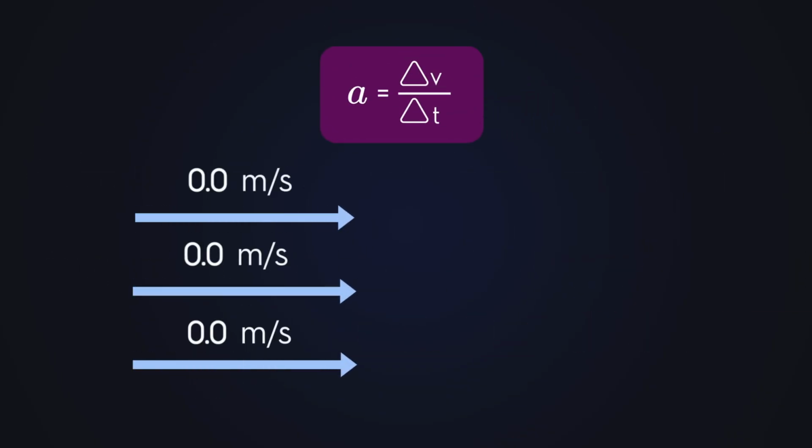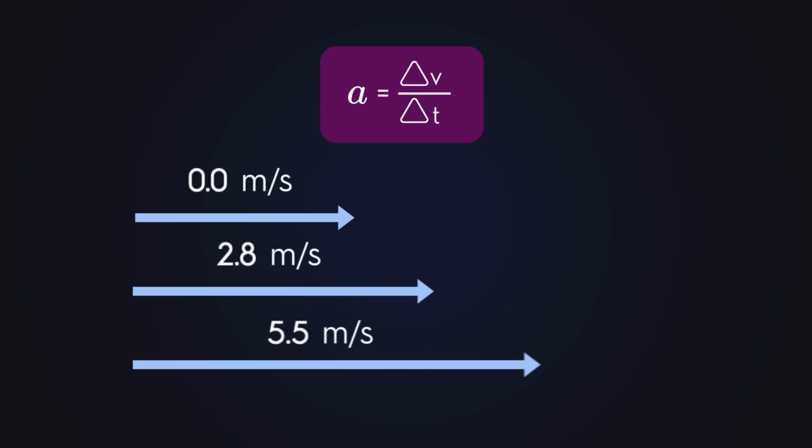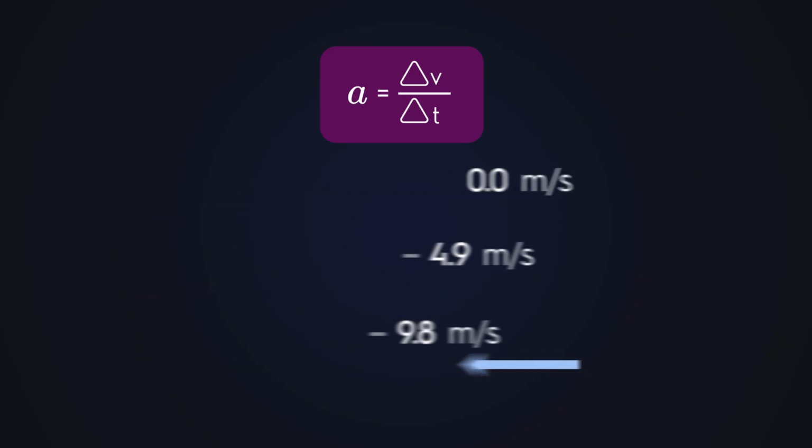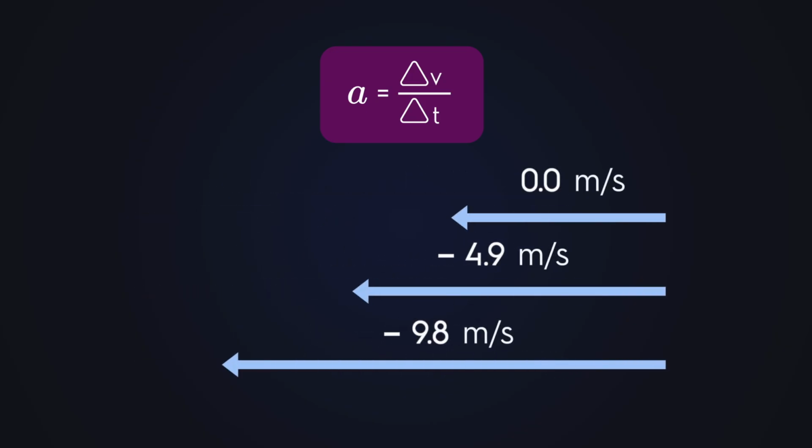Acceleration measures how velocity changes over time. Positive acceleration speeds you up in the positive direction. Negative acceleration can slow you down or speed you up in the opposite direction.